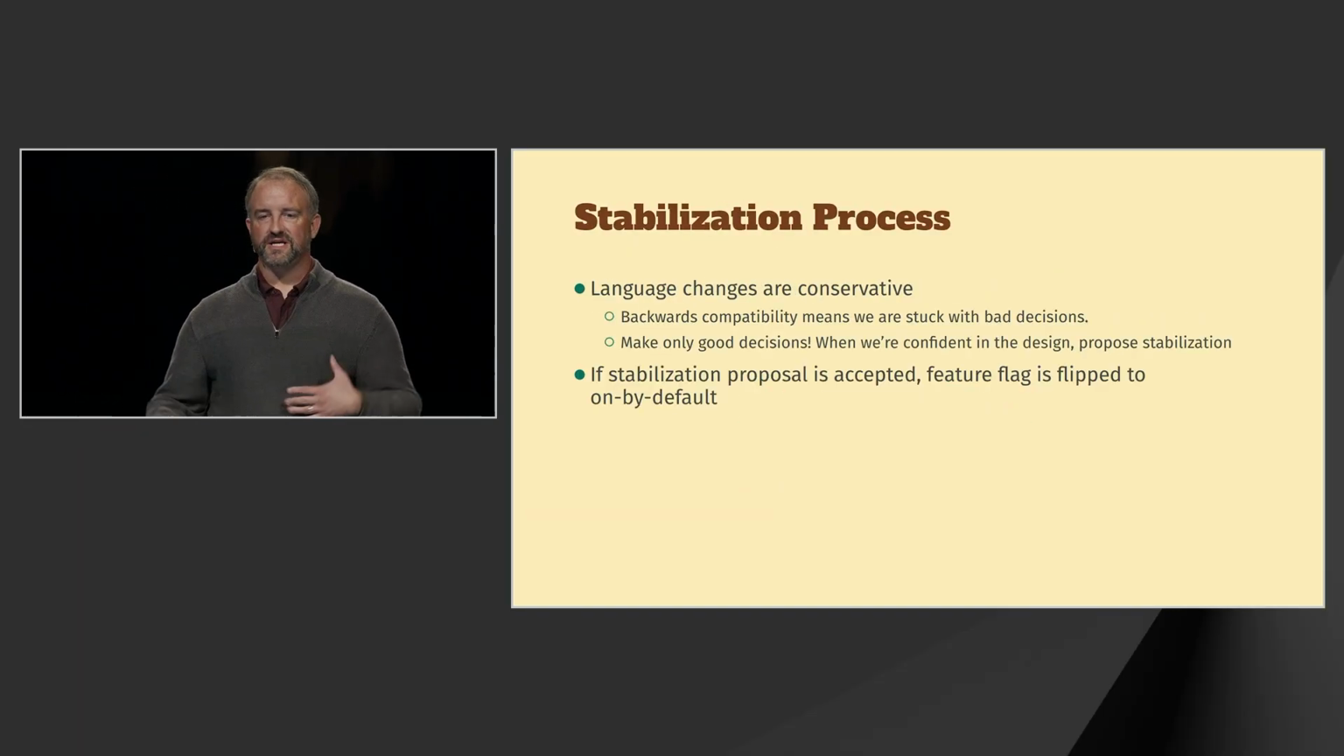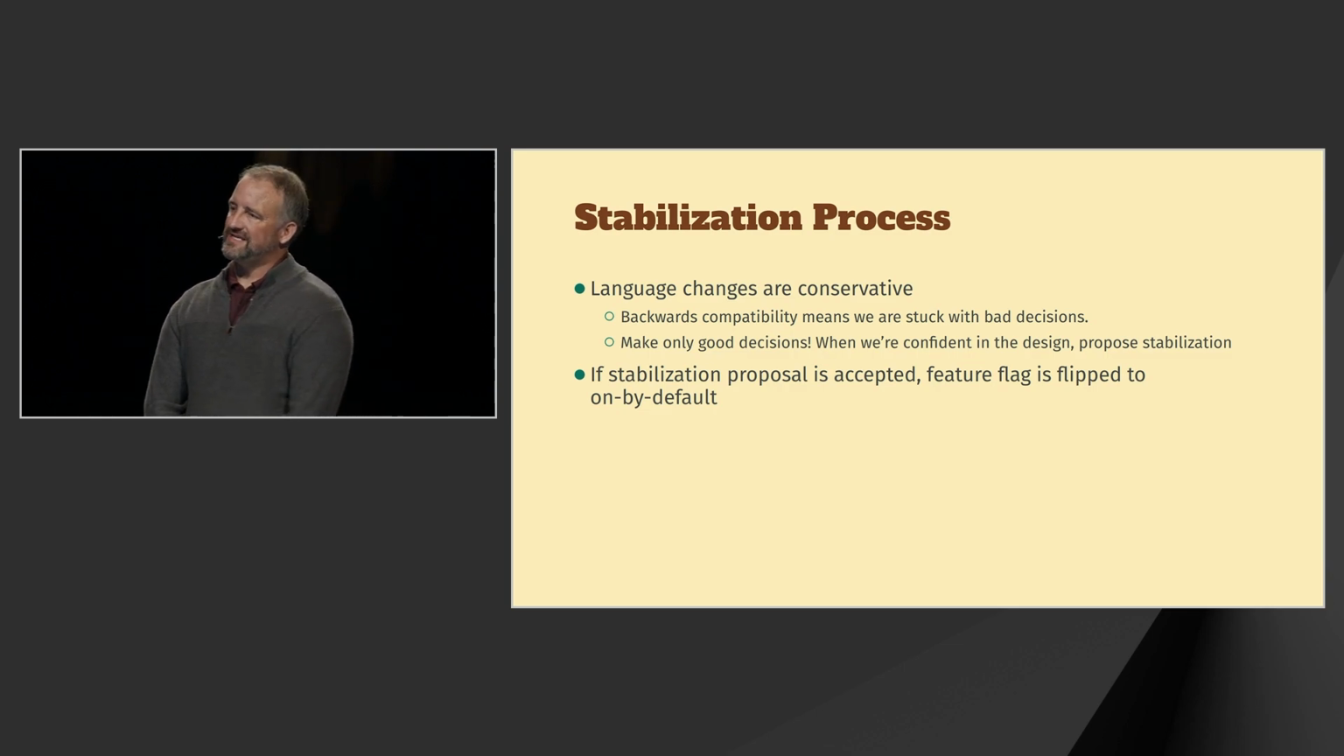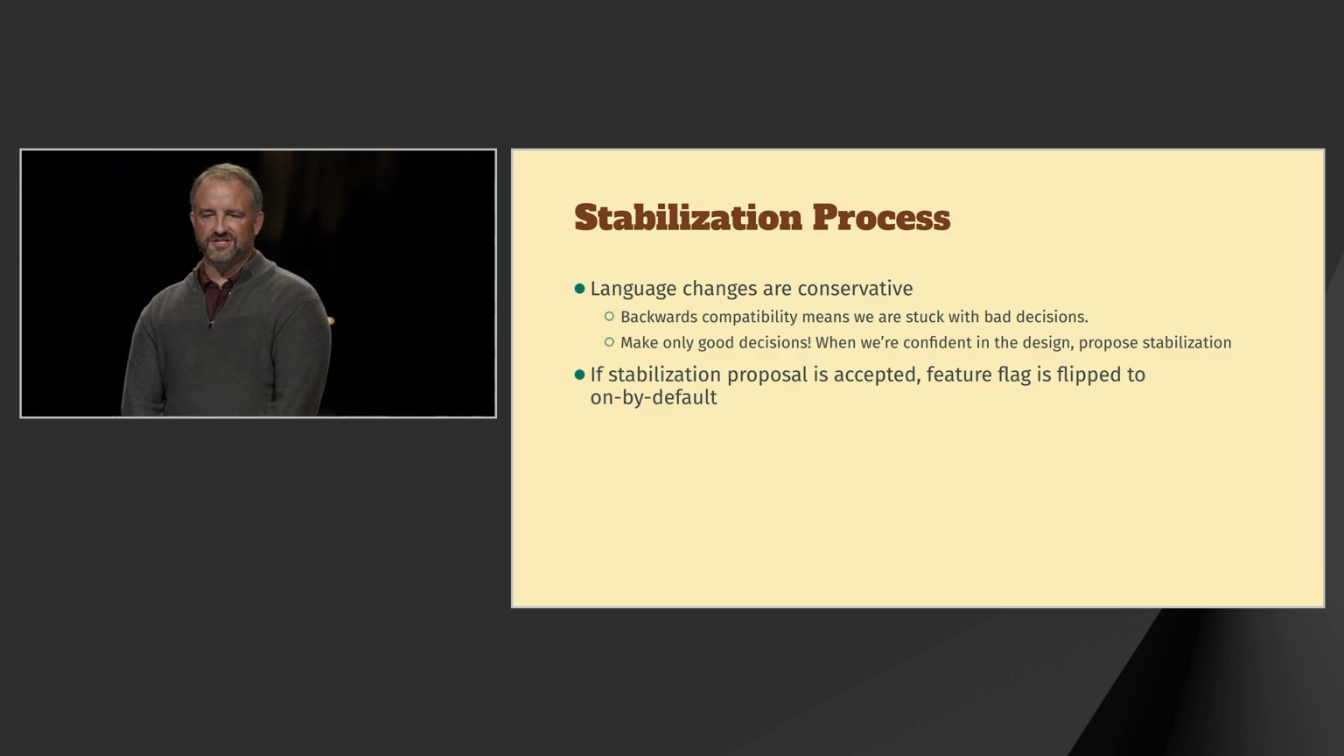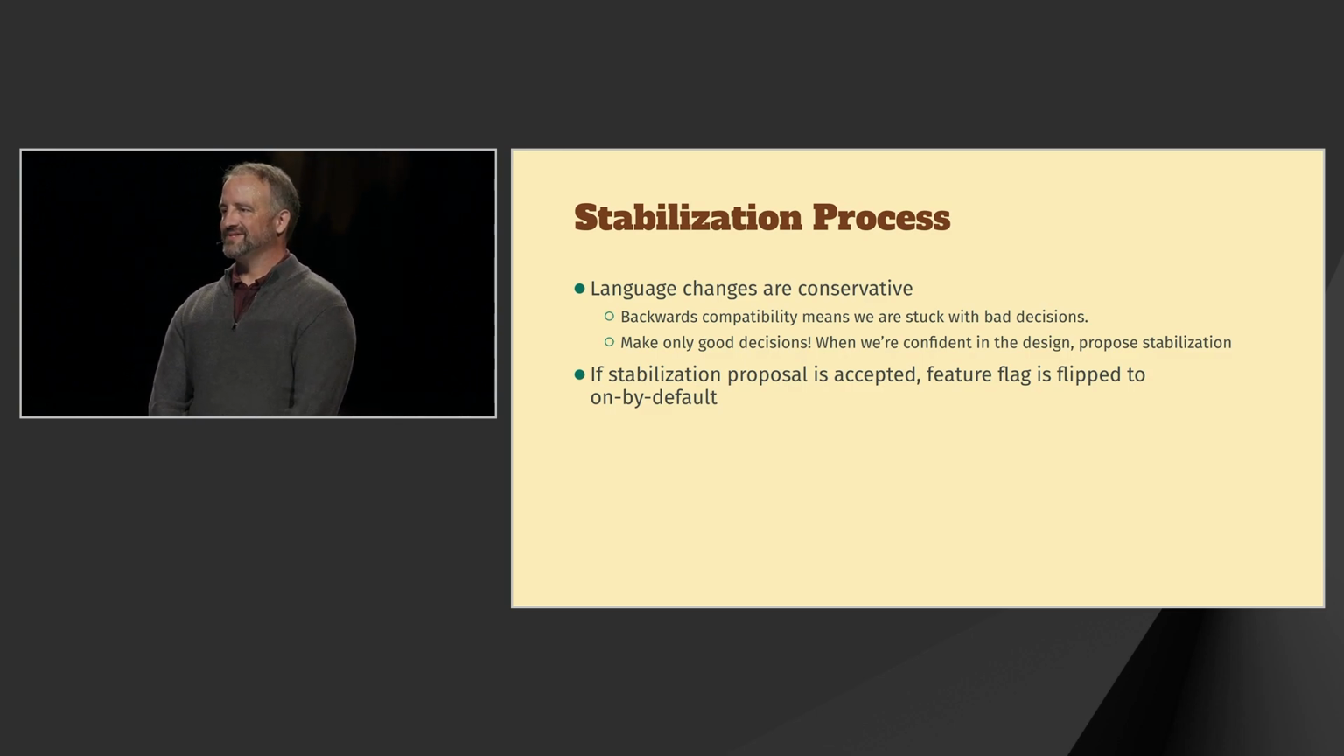And then we also have our stabilization process. So we've done this development behind a feature flag, and then at some point we want to turn it on by default and make it an official part of the language. This is by necessity a conservative process, because if we make bad decisions, we're kind of stuck with them because we have this backwards compatibility promise.